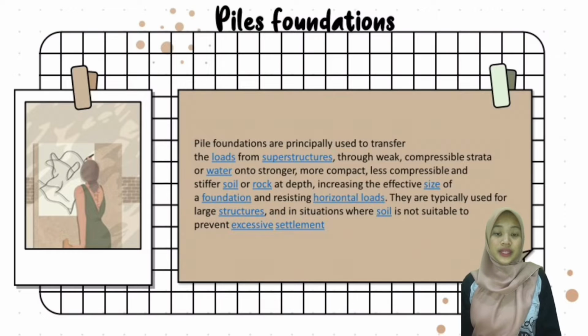The last one is the pile foundations. Pile foundations are principally used to transfer the load of the superstructure through compressible strata or water onto stronger, more compact, less compressible and stiffer soil or rock at depth, increasing the effective size of the foundation and resisting horizontal load. They are typically used for large structures and in situations where the soil is not suitable, to prevent excess settlement.